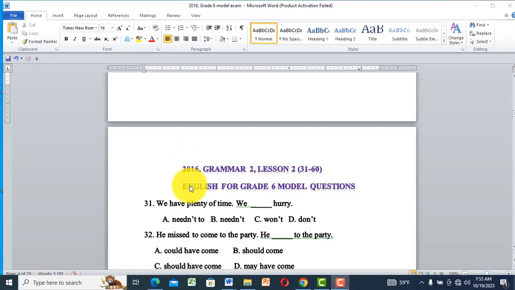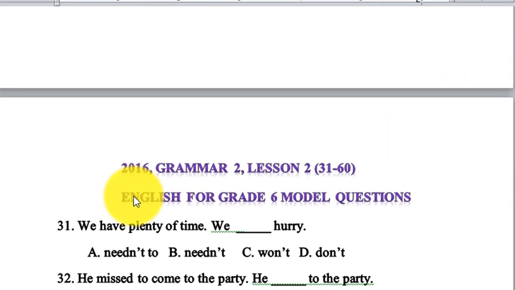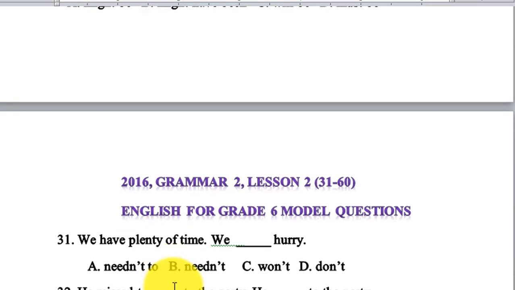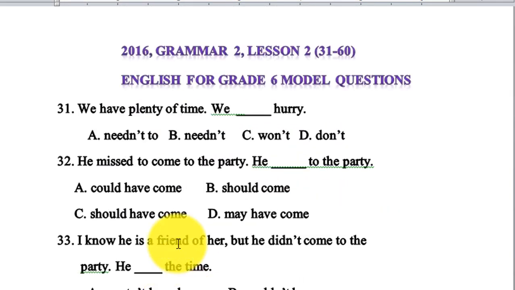Well, this is part 2 of English for grade 6 model questions. The questions focus especially on grammar parts. The first part was published, so I think you have used it. The second part of this English for grade 6 consists of still the grammar part, which I'm going to just give some time to answer the questions by yourself, and I'm going to just give a clear explanation for every question.